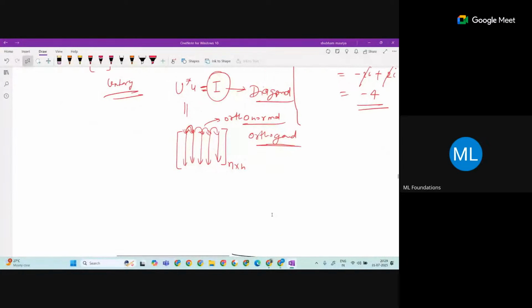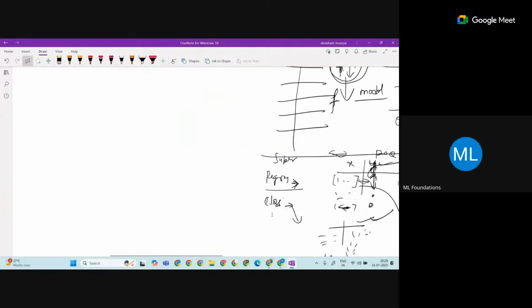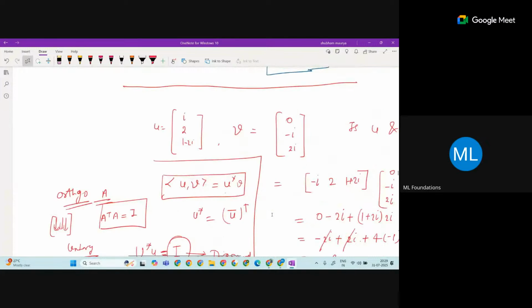So this is what orthogonal is. Hermitian, let me tell you a bit about the Hermitian also. Maybe I just wrote wrongly here.